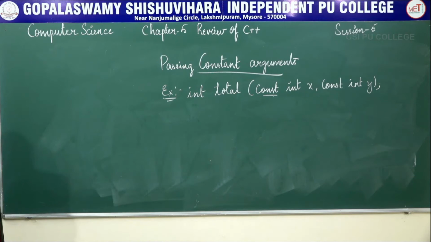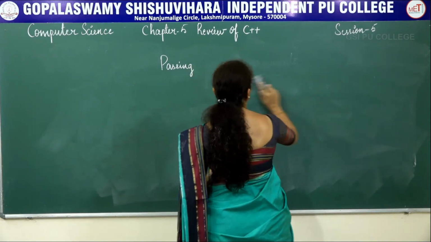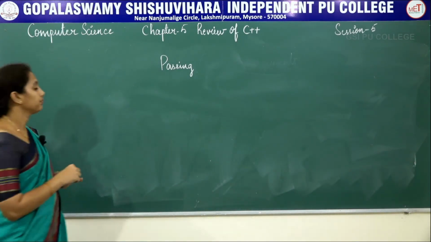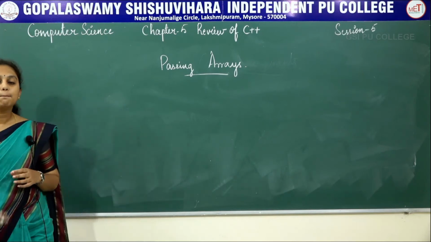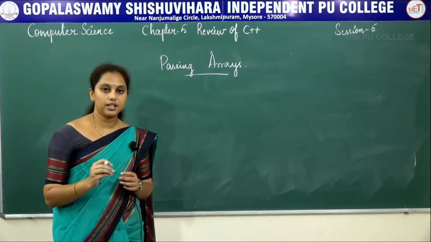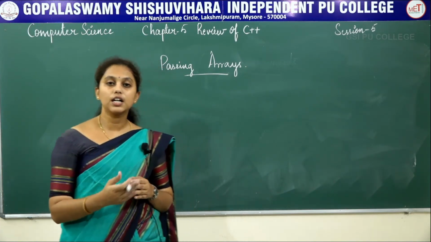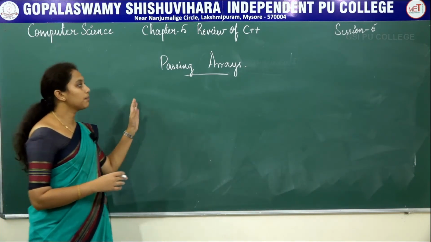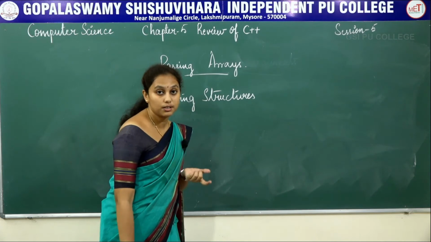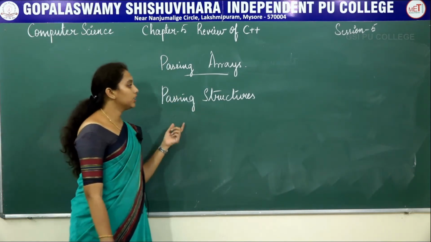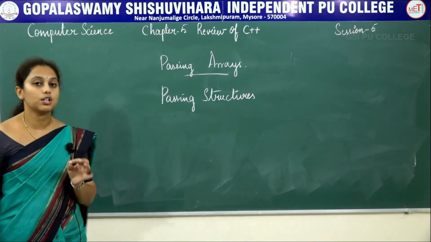And the next type is passing arrays to the function. Here we can pass an array to a function. We are referring to the address of the first element in the array, so that using that address we can access the other elements in the array. Next is passing structures. Here we can pass structures to the function by the call by value method. The function will return the structure after processing it. So this is about passing arrays and structures to the function.